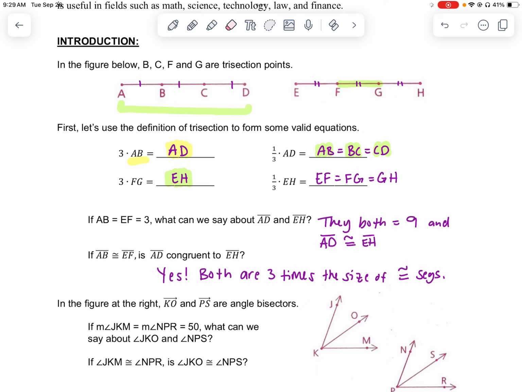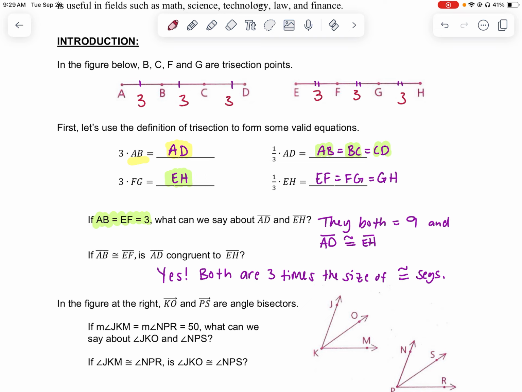So now, as I've said, there's no relationship between the two segments. So now let's add some in. Let's say that I pick a number. Let's say that EF and AB were both equal to 3. So both of these segments had a length of 3. The question is, what can we say about the measures of AD and of EH? Well, two ways to think about this. One, we know all three parts are going to be 3. We could add them up, and that will make them both equal 9.